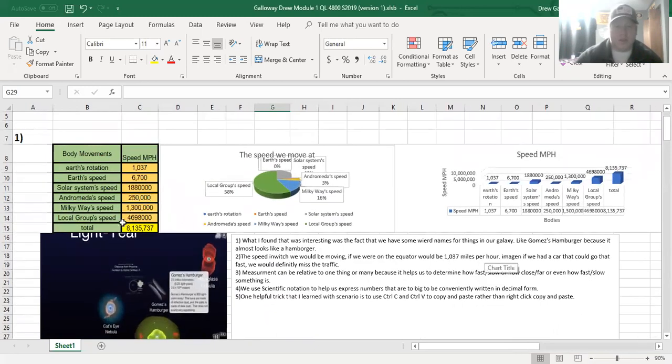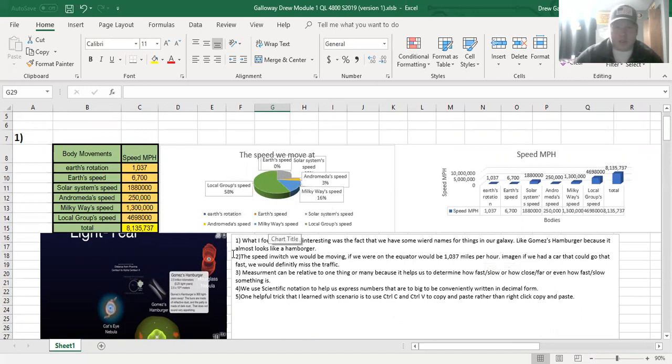Let's take a look. So this is around what we would actually be like if we were just standing still on the equator, and it has to do with the Earth's rotation. We also have the Earth's speed. We also have the solar system speed, the Andromeda speed, the Milky Way speed, local group speed, and this would be the whole total of all of those.